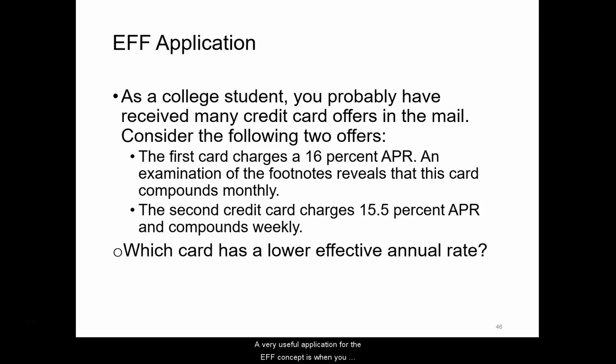A very useful application for the EFF concept is when you look at different credit card offers and try to decide which credit card makes more sense to you. So if you are looking at one card that charges 16% APR with monthly compounding, and another credit card that claims to charge 15.5% APR and compounds weekly, weekly means 52 times a year. Which card is better? The better one should be the one that offers the lower effective annual rate.